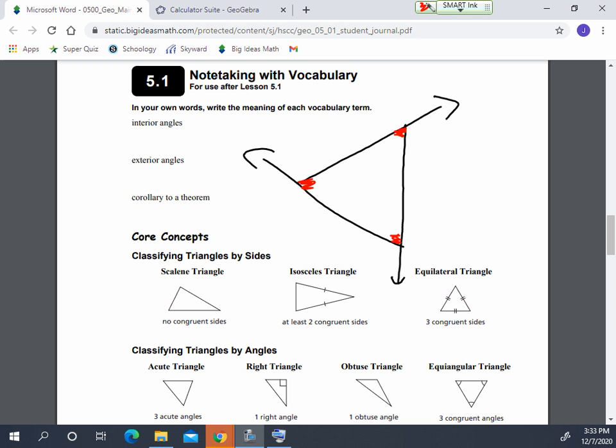My exterior angles are the angles created outside my polygon, right? So my blue angles are my exterior angles. My red angles are my interior. Basically as simple as that. Okay.